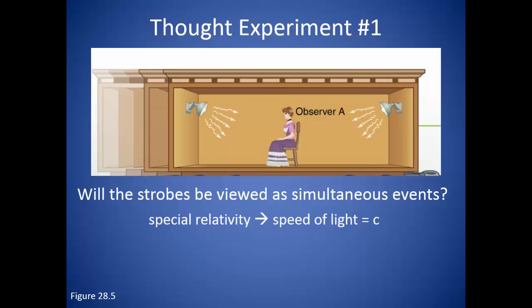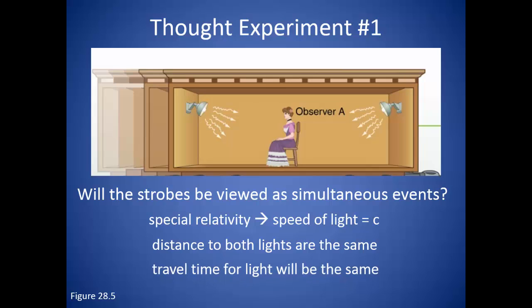According to special relativity, the speed of light in a vacuum is always 3 × 10⁸ meters per second. We also know that the distance to both lights is exactly the same. If the distances are the same and the velocity is the same, then it follows that the time it takes the light to get to the lady sitting in the chair will be exactly the same for both lights. This would lead the lady to conclude that the two events occur simultaneously.